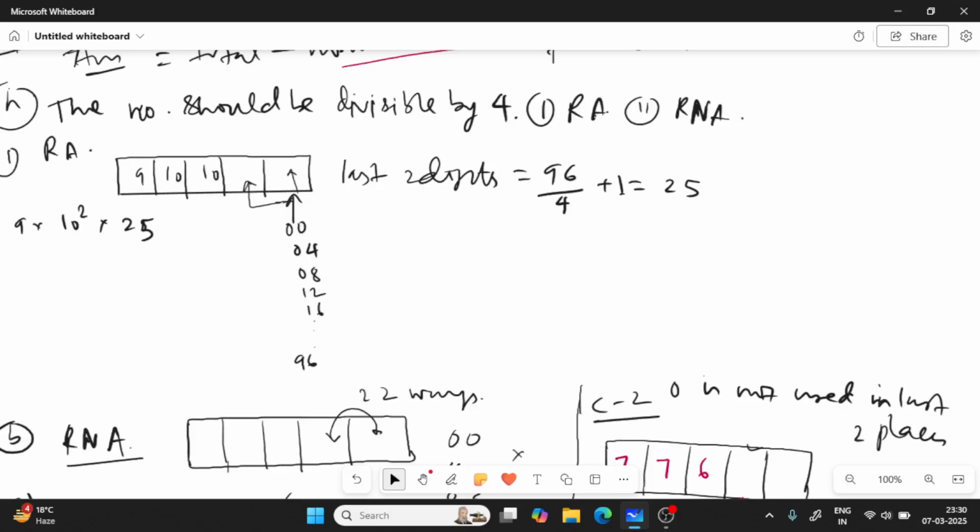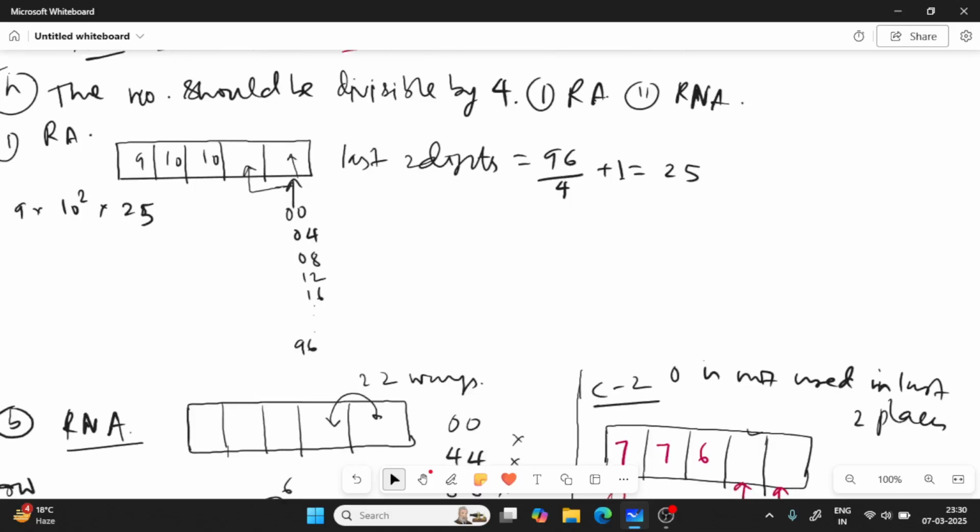Number should be divisible by 4. Good question. So for that, what will we do? As we know, in what condition is a number divisible by 4? When the last two digits, that is the unit and tens place, are divisible by 4, in that case the number is divisible by 4, otherwise not.